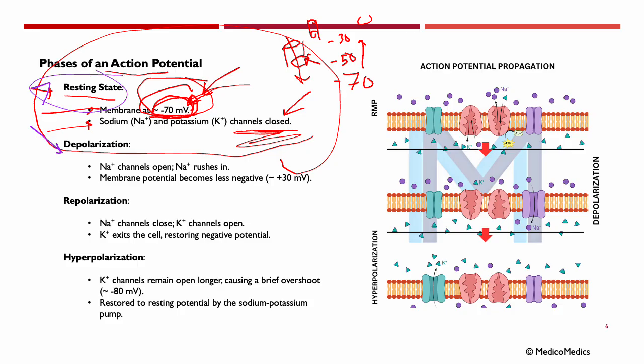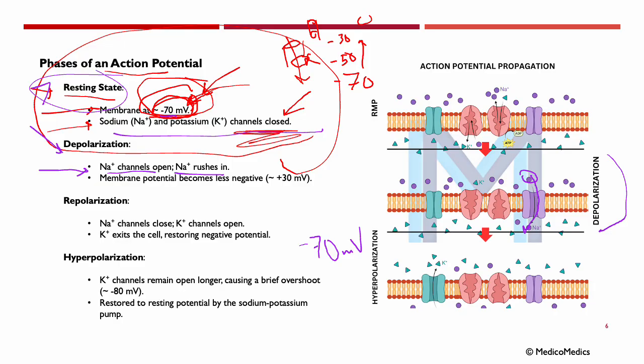So we're at resting membrane, minus 70. Sodium-potassium channels are closed. Then we have activity. Now we have depolarization. What happens is that sodium channels open and sodium rushes in. Here you can see sodium from the outside entering. So what happens as a consequence of that? We had minus 70 millivolts on the inside. If sodium enters and rushes in, these positive ions are entering into this negative area.